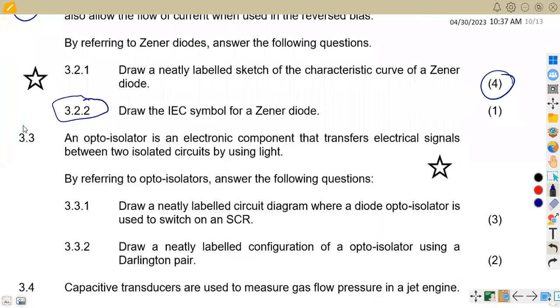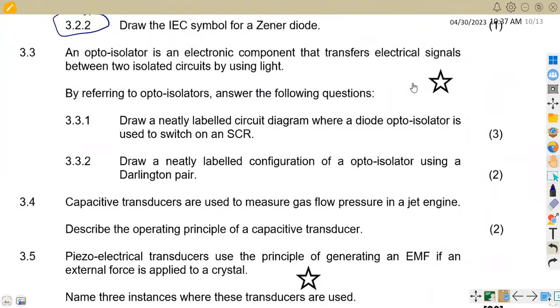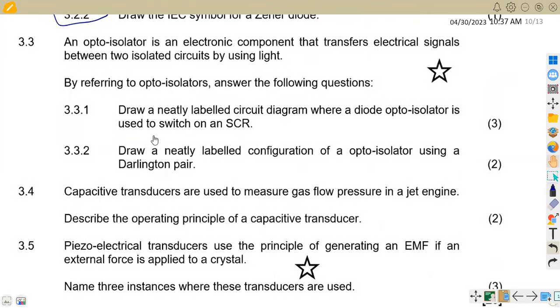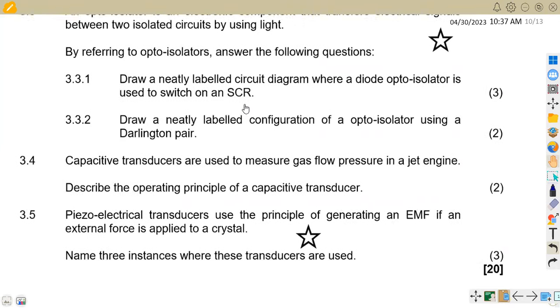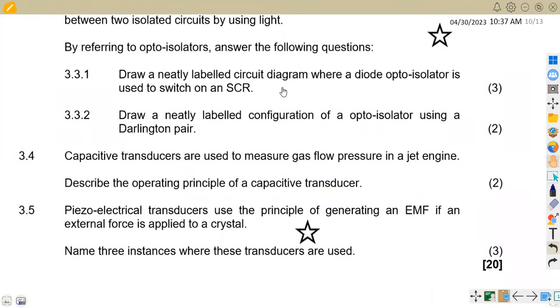On 3.3, we are given an optoisolator is an electronic component that transfers electrical signals between two isolated circuits by using light. By referring to an optoisolator, answer the following questions. 3.3.1, draw a neat labeled circuit diagram where a diode optoisolator is used to switch on a silicon controlled rectifier. 3 marks for that, as it is used to switch on a silicon controlled rectifier.